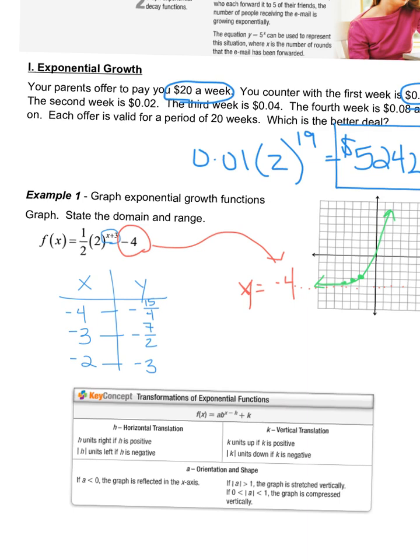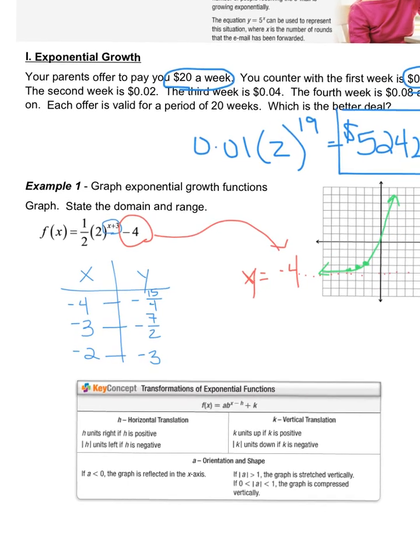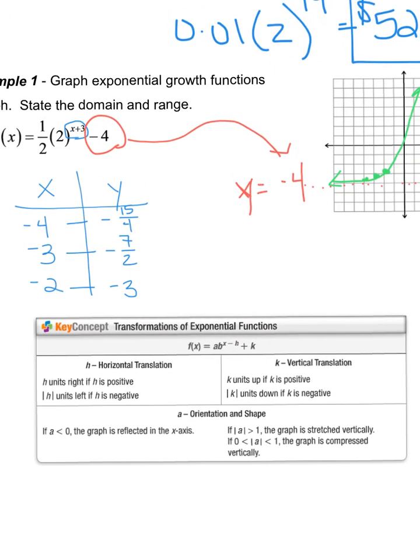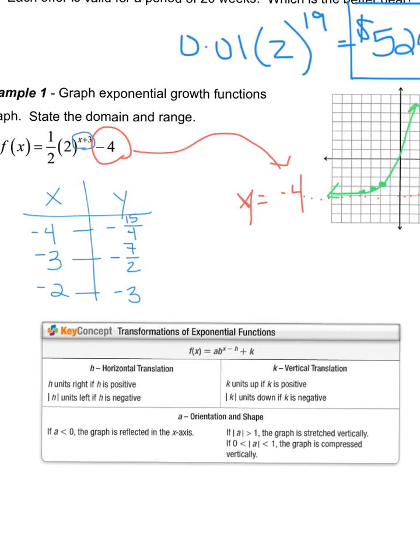You can see below, h again is that left and right movement. K is that up and down movement. A is going to be the orientation and shape. If A is positive, we're going to growth up. If it's decay, it's going to flip and go down. Okay, so you can pause the video if you want, kind of take a look at this chart, write it in your notes if you need. This goes for both growth and decay functions.